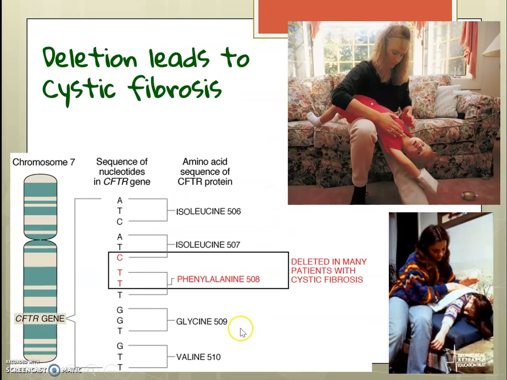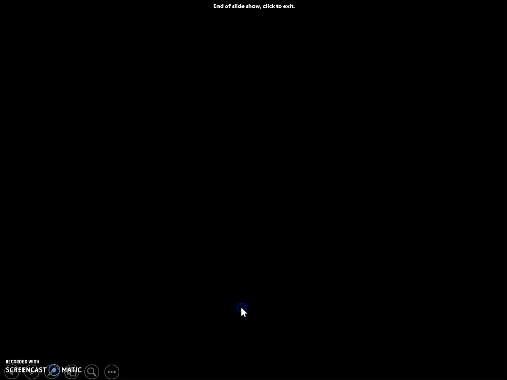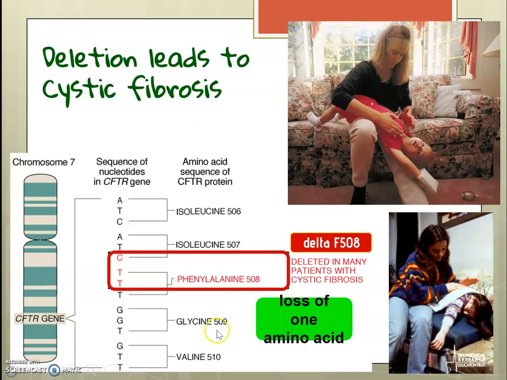But deletion in your sequences can lead to a disease called cystic fibrosis. Okay, so if you delete this section right here on chromosome 7, it's called the CFTR gene. If that's deleted, it can lead to cystic fibrosis. So it's the loss of one amino acid that can lead to a disease that kills you early in life. Okay, so that's everything on transcription and translation.